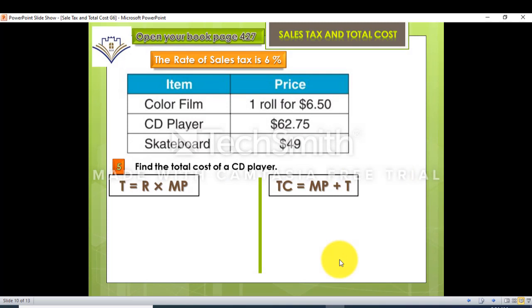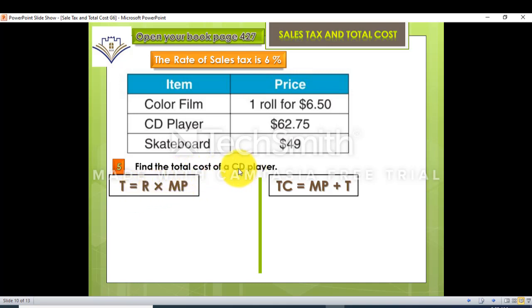Look at the second one. Here we have another table, also formed from 3 items, and the rate of sales tax is 6%. Question number 5: find the total cost of a CD player. Then we have 2 steps. The first step: T refers to sales tax, equal to R, the rate, multiplied by MP, the market price.